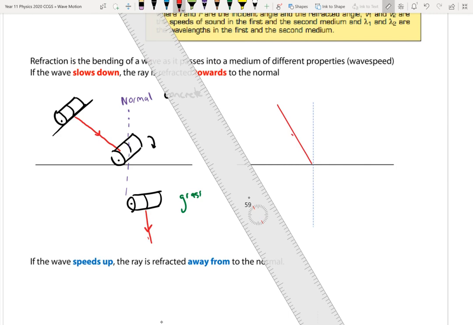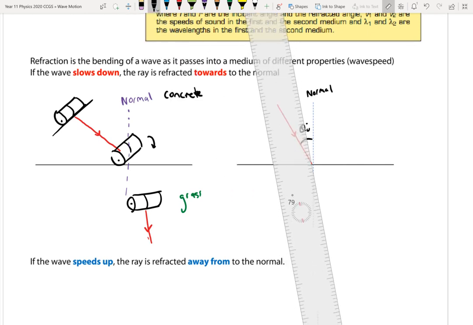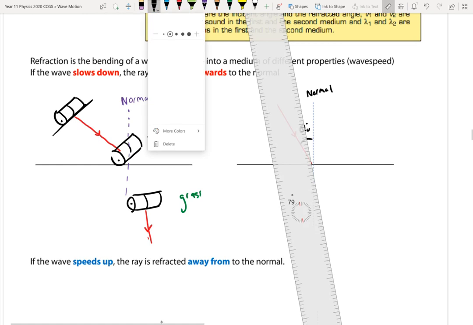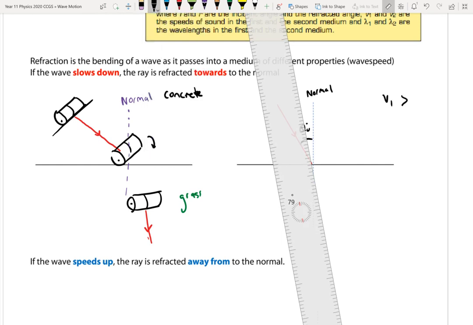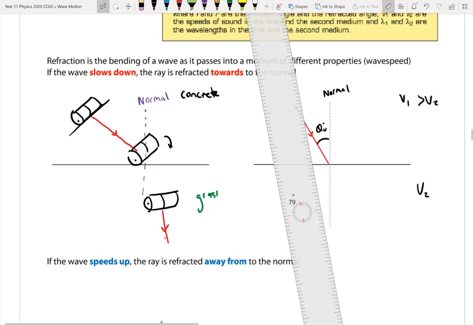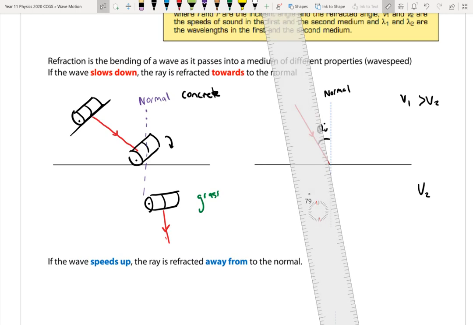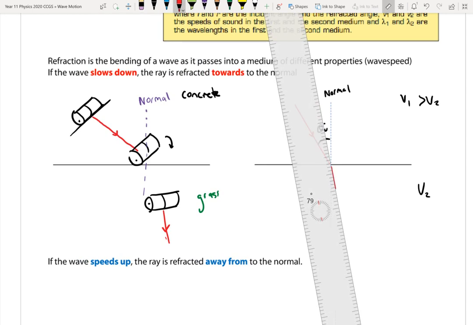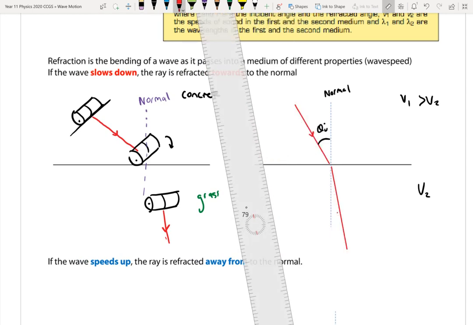We're going to draw rays to show the direction change. So here is my incident ray, which we can measure with an angle of incidence when measured against the normal. And then we're going to say, if we go from fast to slow, so I'm going to say V1 greater than V2. Okay, so it's slowing down. It was travelling from fast to slow. All you need to do is rotate your ruler towards the normal.